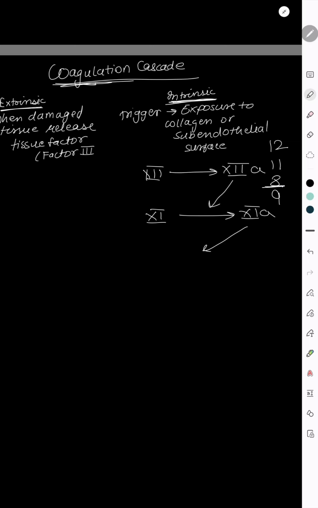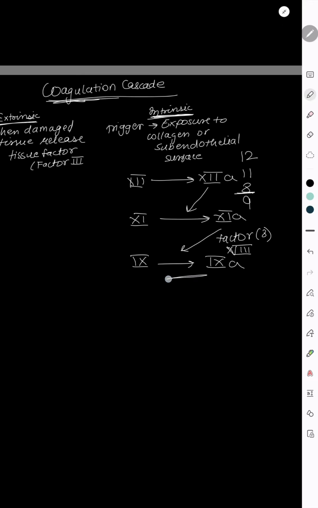But first we have 8. So with the help of factor 8 along with factor 11, okay, this is factor 8 along with factor 11 will help in the activation of factor 9. So we have done till here, factor 9 is activated.